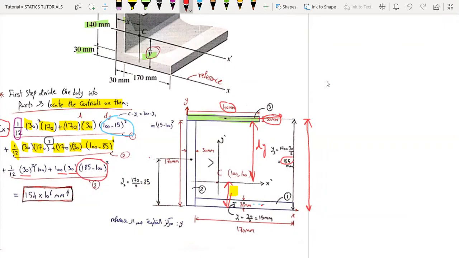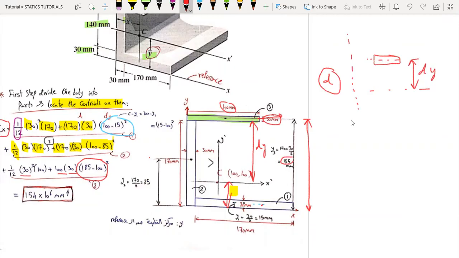So remember always, dy or dx is the distance from the centroid of the segment till the axis about which we want to find the moment of inertia. So we will use the parallel axis theorem. Here is d. In this case, it's dy.